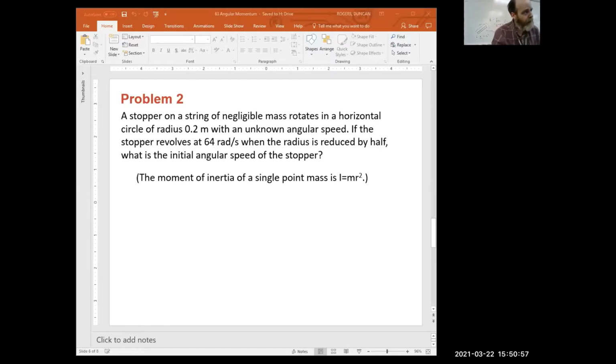Conservation of angular momentum. In this example, when we calculate the moment of inertia, we take that rubber stopper to be a point particle. And the moment of inertia is going to be the mass of the rubber stopper times radius squared, where radius is the distance from the axis of rotation to the location of the rubber stopper.